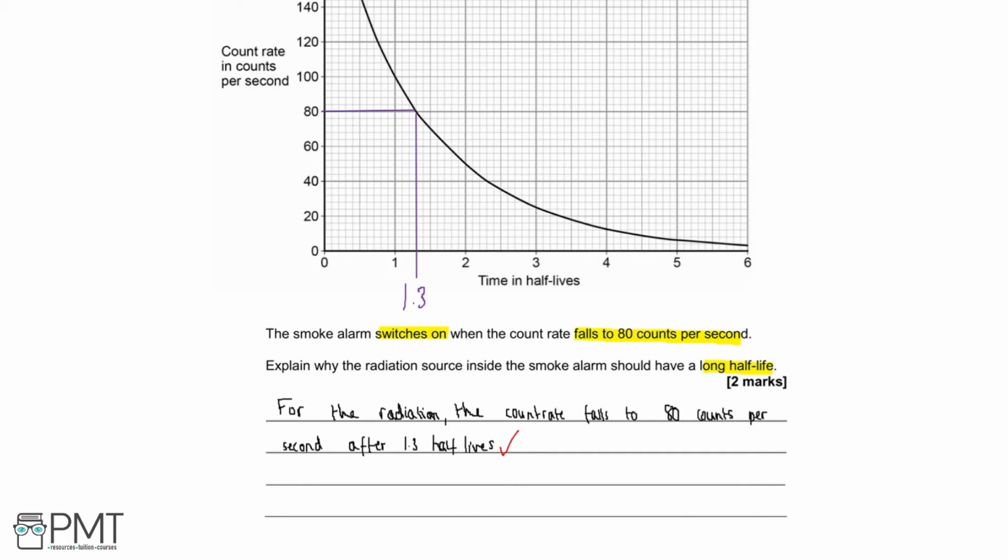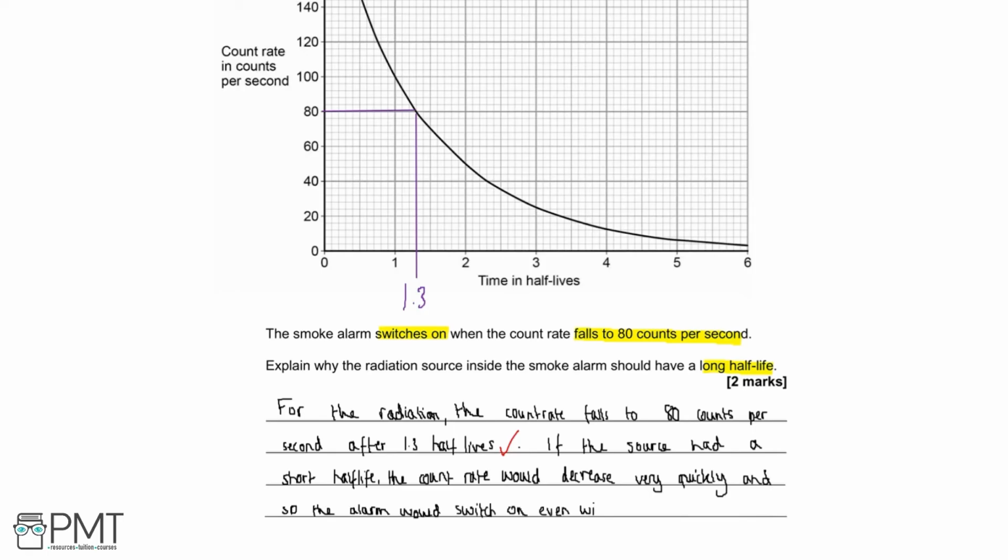So our second mark comes from saying that a long half-life would mean that we would have an almost constant count rate, or by flipping it the other way, saying that a short half-life would mean that the count rate decreased very quickly.